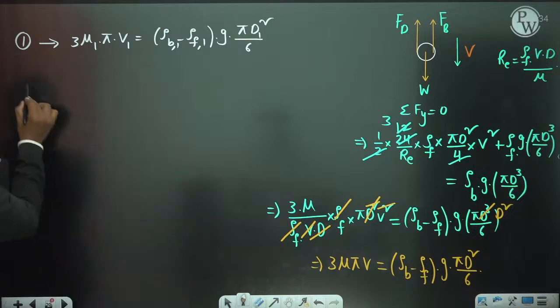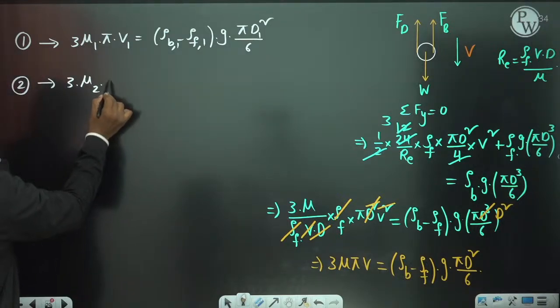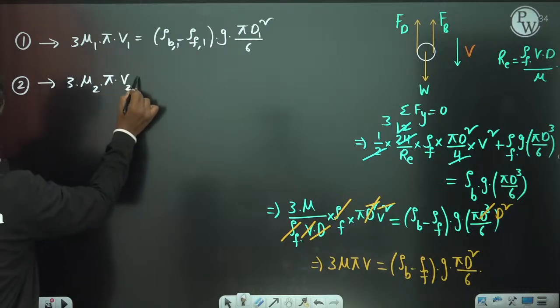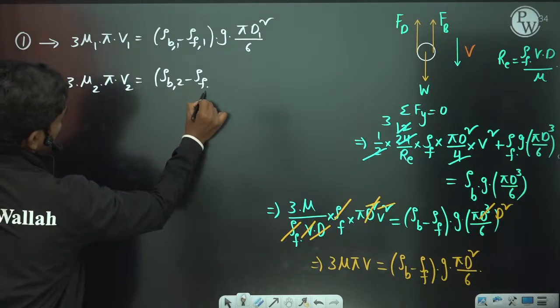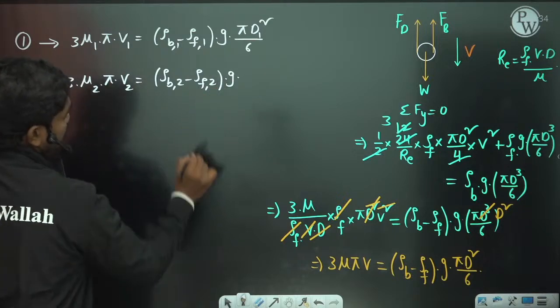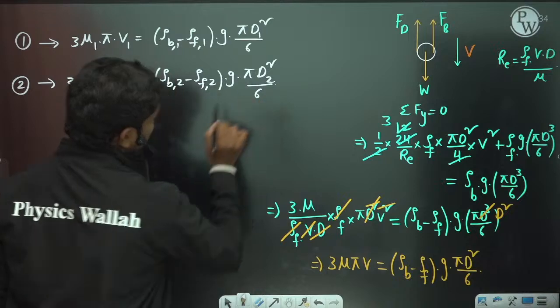Next, in the second case, what happened again? 3 mu 2, in that case the viscosity is something different. Pi into v2 is equal to density of the body in the second case minus density of the fluid in the second case into g into pi d2 square by 6.